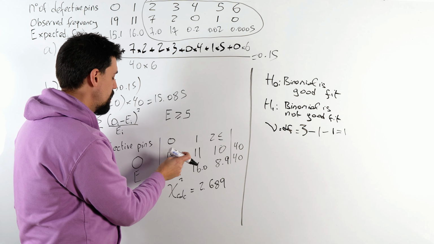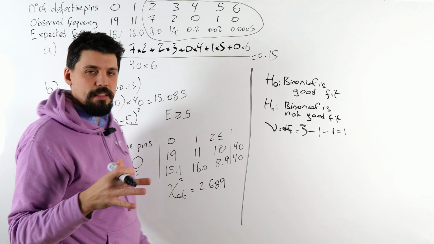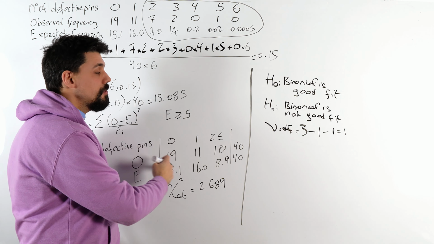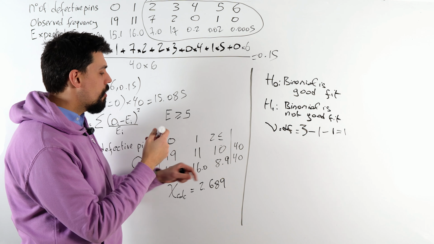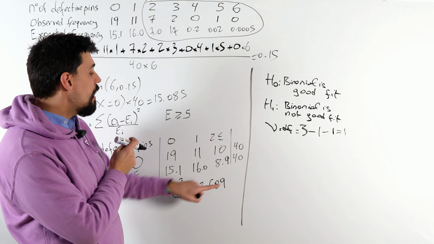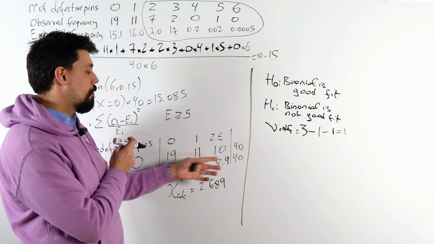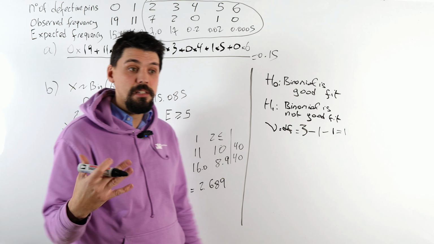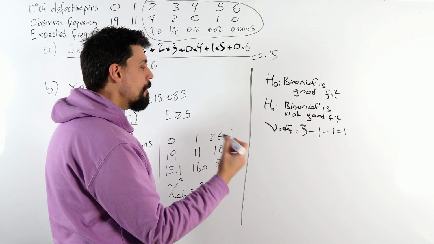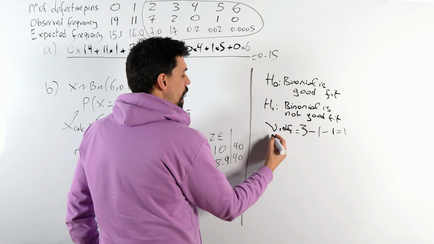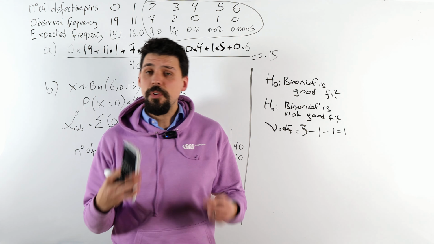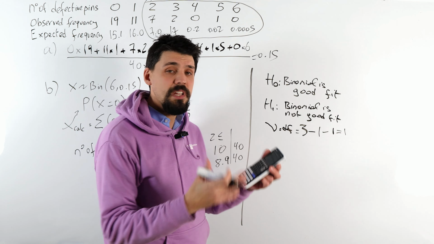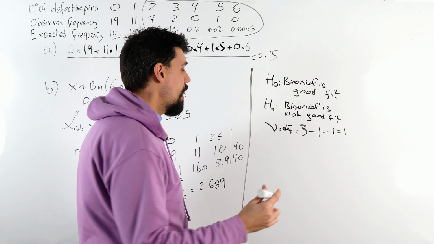You can think of it either as choosing the observed or the expected. That doesn't really matter. But in any one of those two cases, I get to choose 1 out of the 3. The other two get locked in by the fact that the total is 40 and the overall average number of defective pins is 0.15. I'm now ready to go. I can go look up in a table or my calculator, however you choose to do it, depending on your exam board, the resources you have, what devices you have.